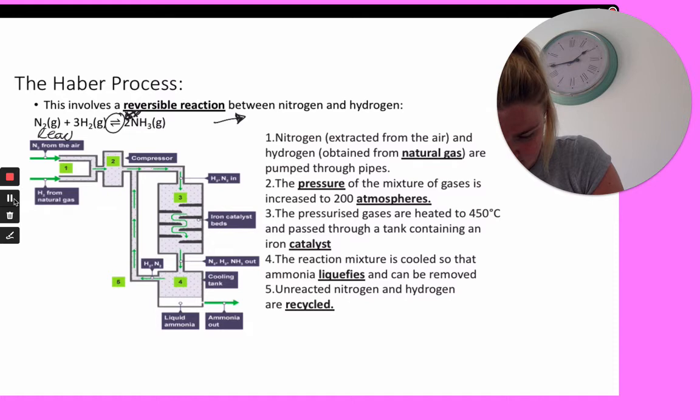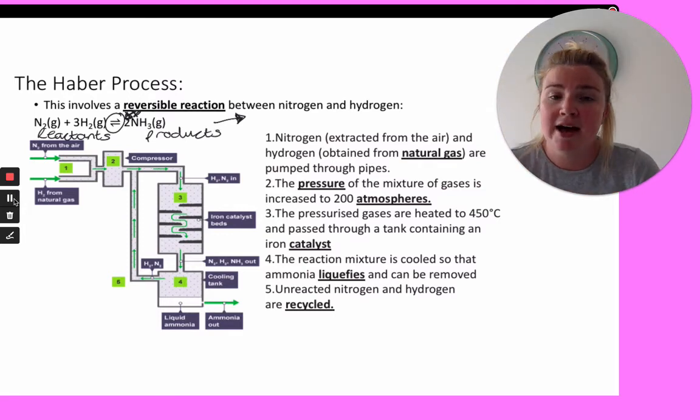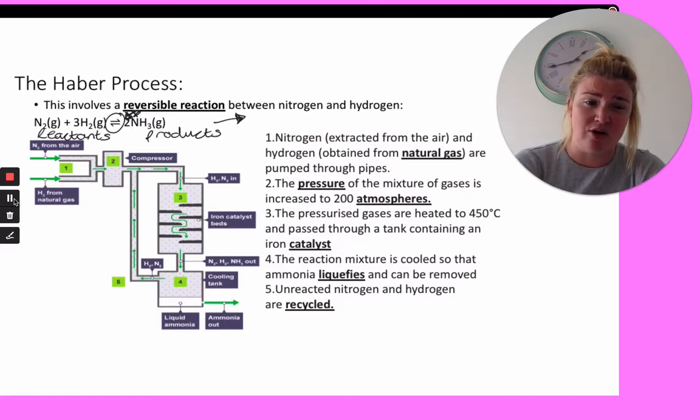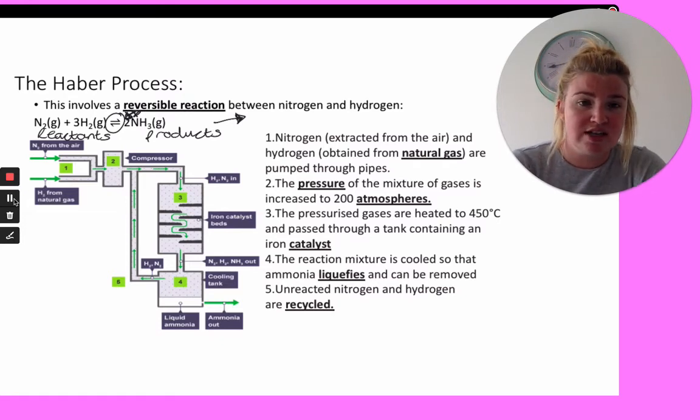So there's the reactants, there's the products, and you can kind of revert back to them. Nitrogen is extracted from the air, so there's loads of nitrogen in the air. It's the largest gas in the air. People often ask what's the point of it, because it's like 70-odd%, whereas oxygen's only 21%, and we know that we use oxygen to respire. So nitrogen is extracted from the air.